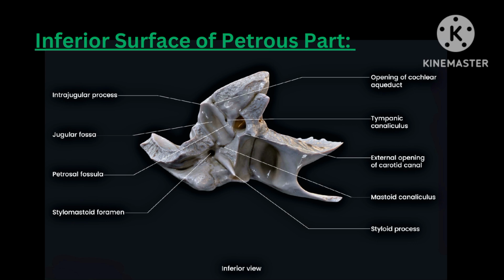The jugular fossa is a deep depression on the external base of the skull, specifically on the inferior surface of the temporal bone posterior to the carotid canal. The jugular fossa houses the superior bulb of the internal jugular vein.